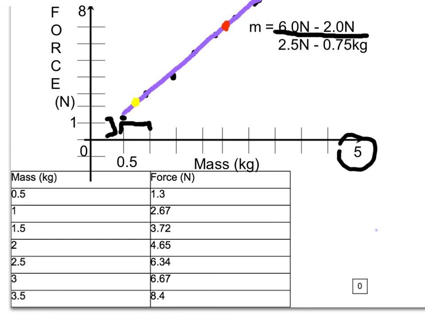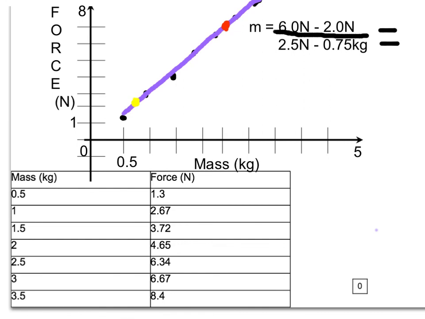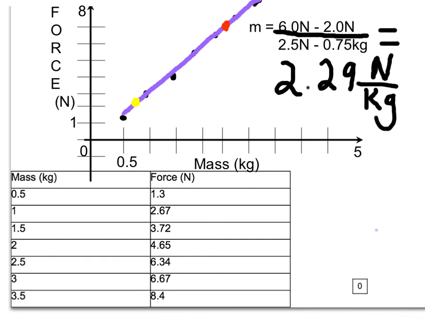and I picked 2 points on that line. You do not have to pick the 2 points that I did. No matter which 2 points you picked, you should get the same slope I got. Right? So for my 2 points, it was 6 newtons and 2.5 newtons for my first xy pair, and then 2 newtons, 0.75 kilograms for my second xy pair. And then if I carry out the calculation for my slope, grab a calculator real fast, I'm going to get 2.29 newtons per kilogram. And I'd say on your first attempt graphing and finding a slope, if you got between 2 and 3, you're doing pretty good.